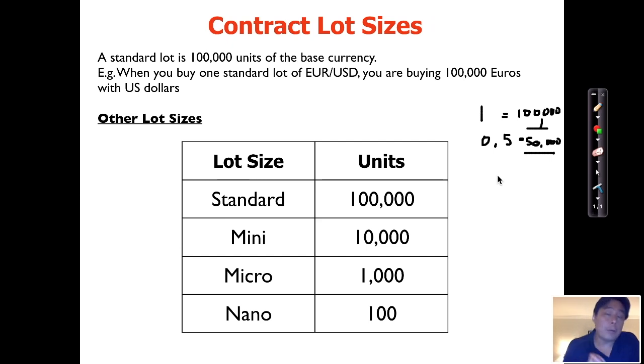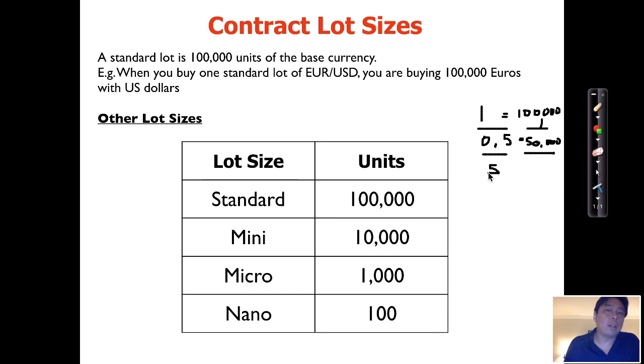Okay, so let me repeat. If you're trading with most brokers that use an MT4 platform, then you key in 1 for 100,000, 0.5 for 50,000. If you're going to buy 500,000, then you key in 5. Does it make sense? Okay.